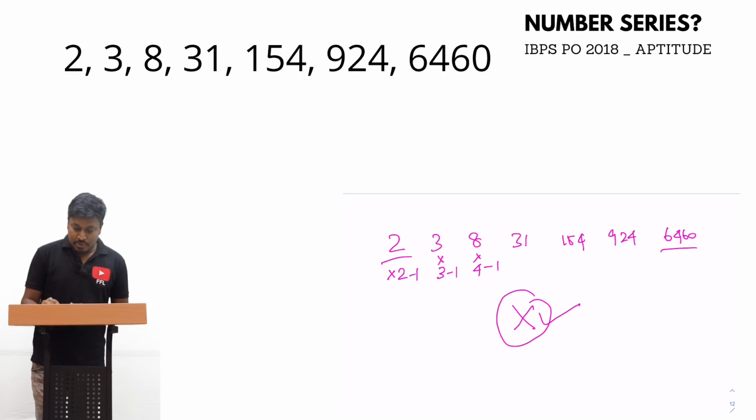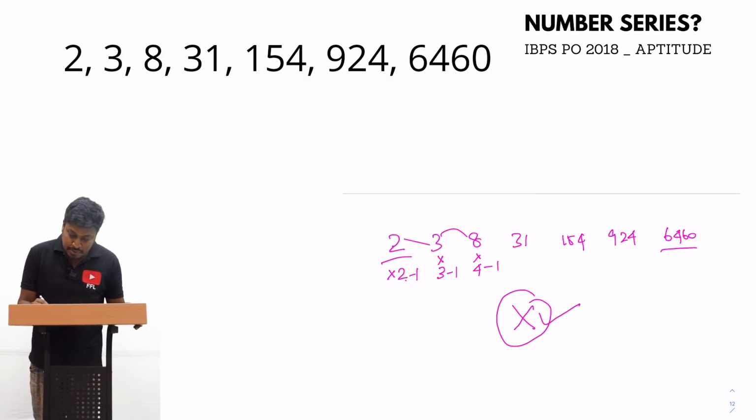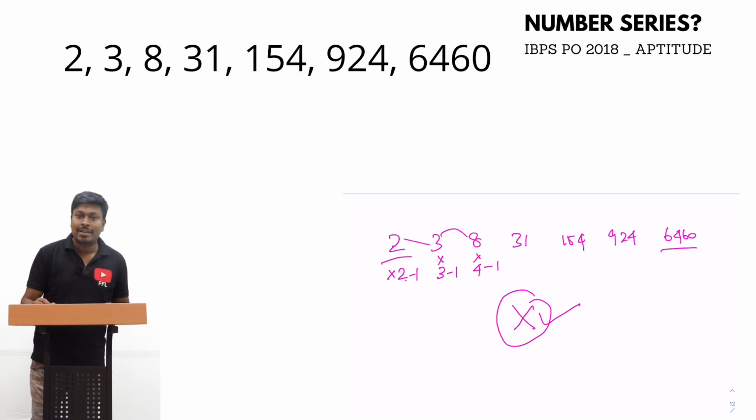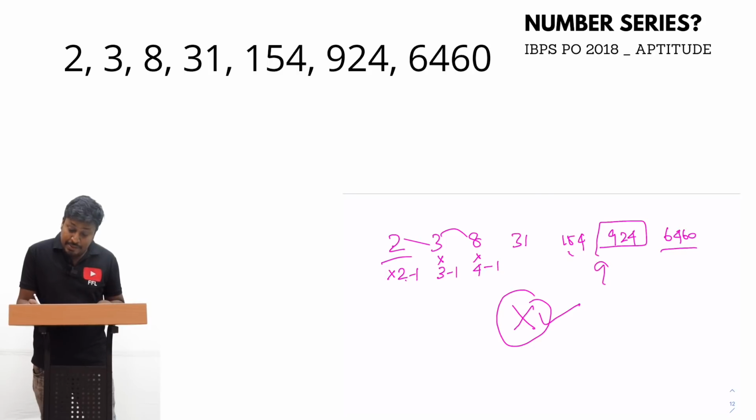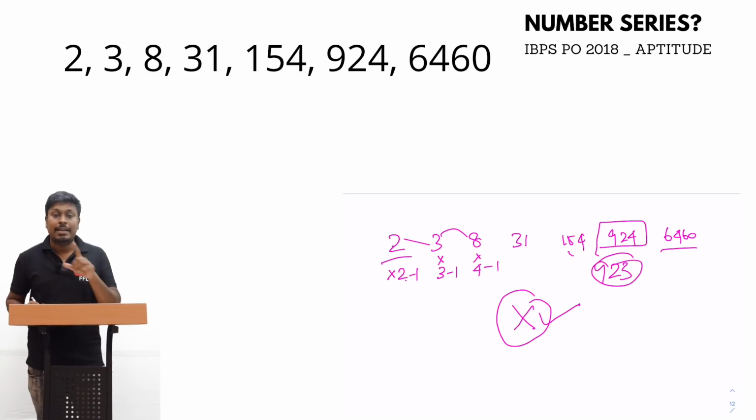Understood or not? So 2 2s are 4, 4 minus 1 will be 3. 3 into 3 will be 9, so 9 minus 1 will be 8. Next, 8 into 4 will be 32, so 32 minus 1 will be 31. Similarly I think it goes on: 31 into 5 minus 1, into 6 minus 1, into 7 minus 1. So 31 into 5 minus 1, yes, 154 is correct. So 154 into 6 minus 1, 24. I think they have missed a subtraction. When you multiply this, it becomes 923, but they have given the number as 924.